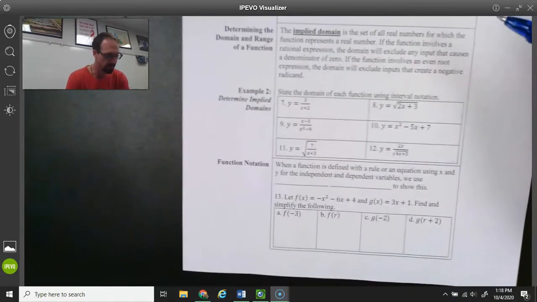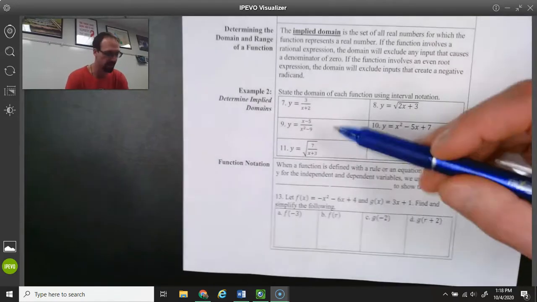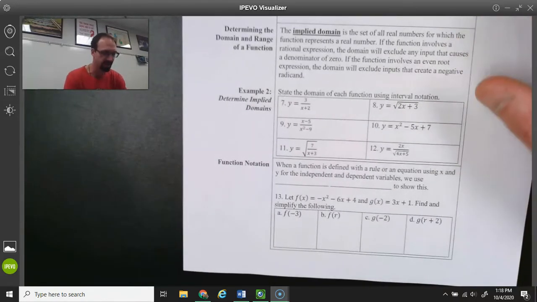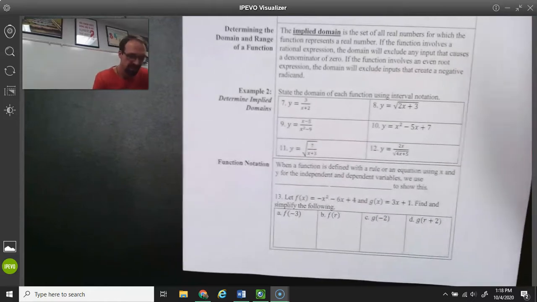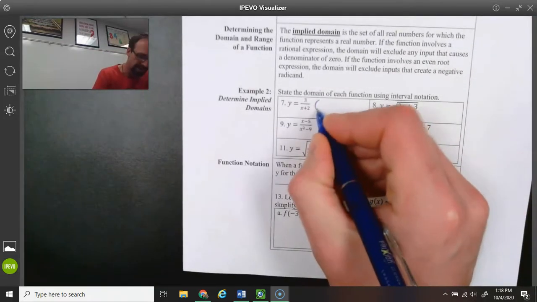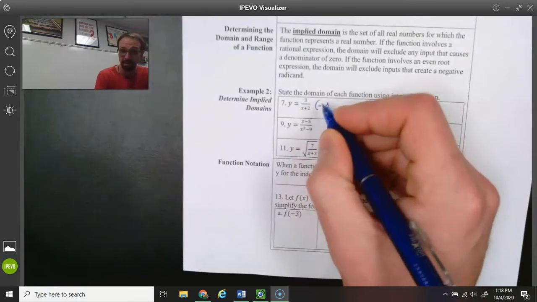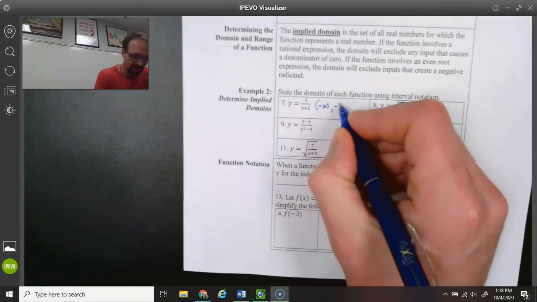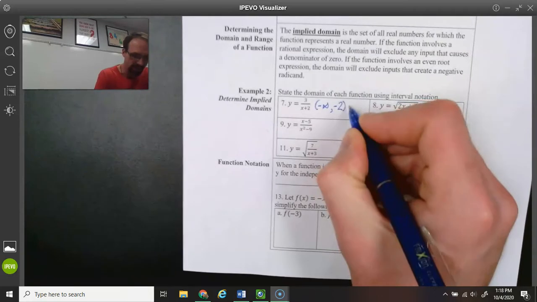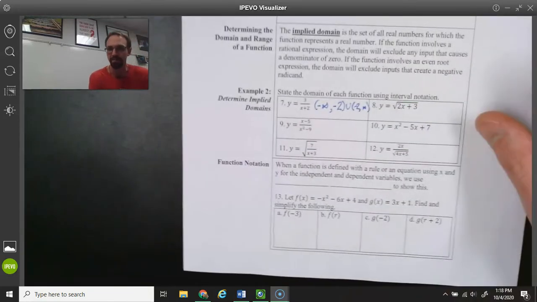So for number 7, we can't divide by 0. Number 7 is actually a listing of the domain from number 6 above, and in interval notation, that's the notation that we used. So we can't divide by 0. If I set the denominator not equal to 0 and then solve, I get -2, and I can't have -2. So I can have any other number I want except -2.